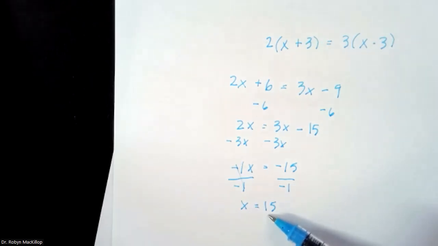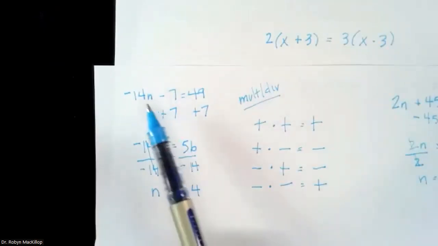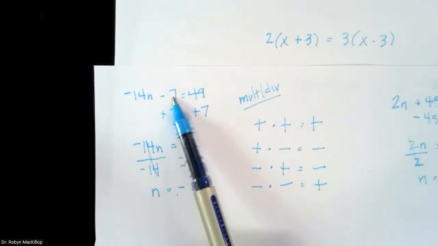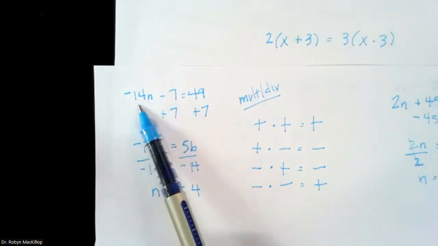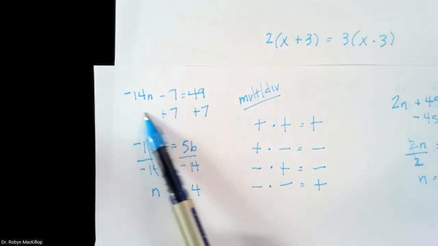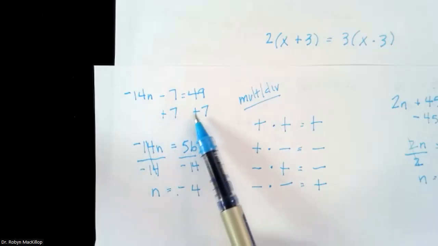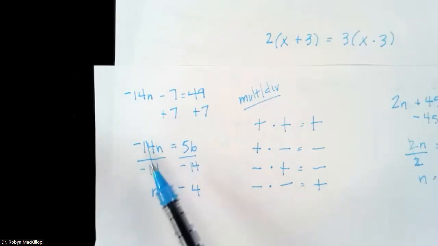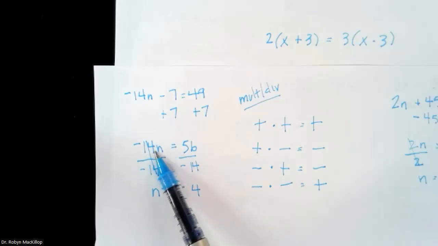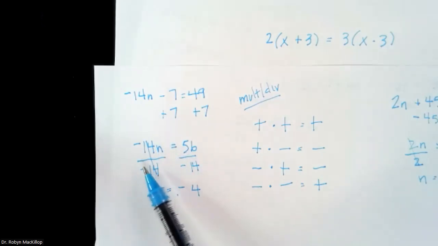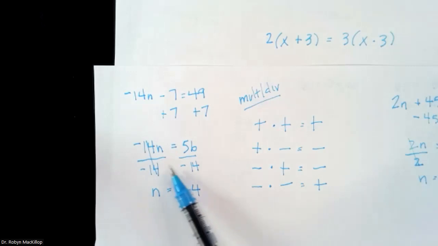Some of the shorter ones, I have a shorter one. So these are shorter. You know immediately what you have to get rid of because you only have one number with a variable. So you want to get rid of this extra number, zero it out, do the same thing on the other side. Then you've got negative 14n equals 56. Divide out that negative 14 on both sides. 1n, one number. Nice.